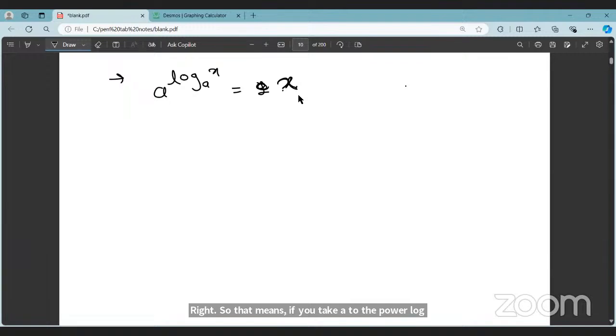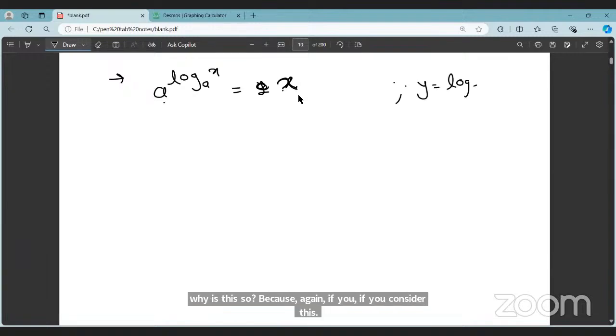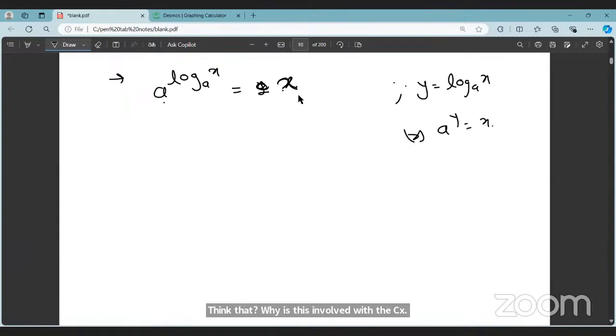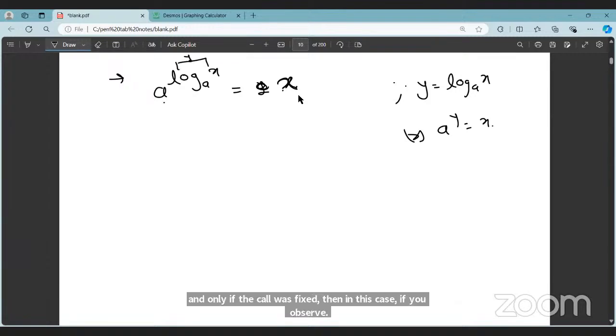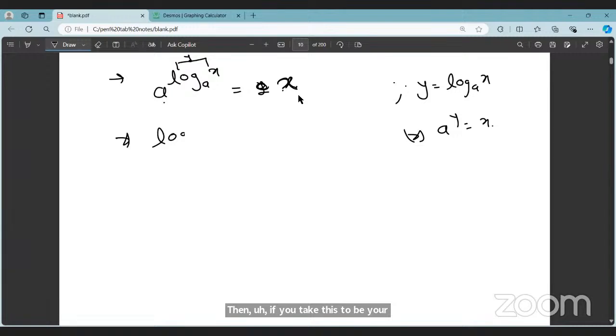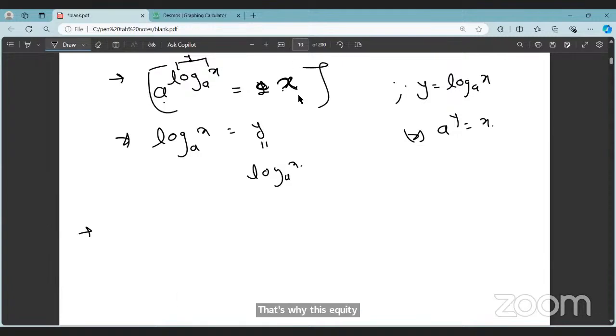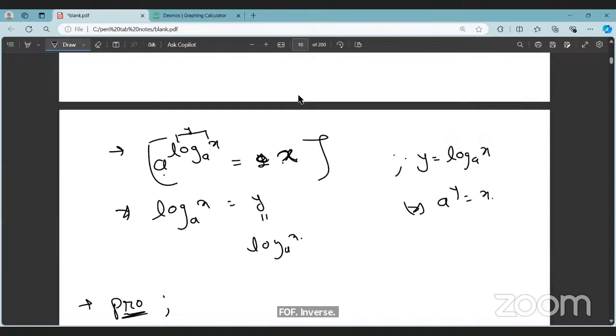Why is this so? Because again, y is equal to log base a of x if and only if a to the power y is equal to x. If you take this to be your y, then log base a of x is equal to y, and y is log base a of x. That's why this equality makes sense. This is another f of f inverse property: f of f inverse is equal to the identity function.